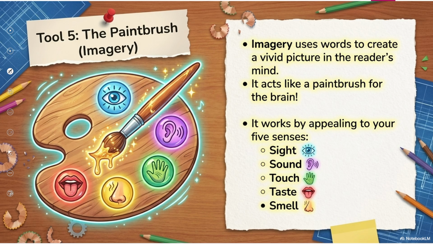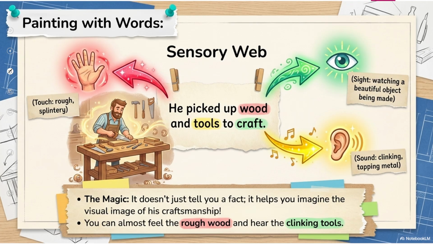Then we have imagery, which is today's last figure of speech. In imagery, we use those words which create a clear picture in the reader's mind. It acts like a paintbrush for the brain. We have 5 senses, so 5 kinds of words which appeal to our 5 senses. Those words which appeal to our sight are called sight imagery, then sound imagery, touch imagery, taste imagery and smell imagery. Sensory words: rough, splintery. These are sensory words.